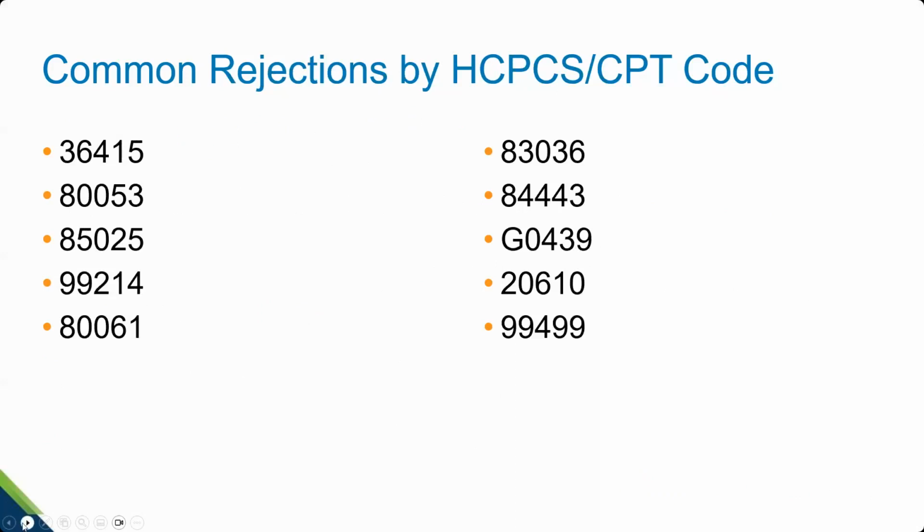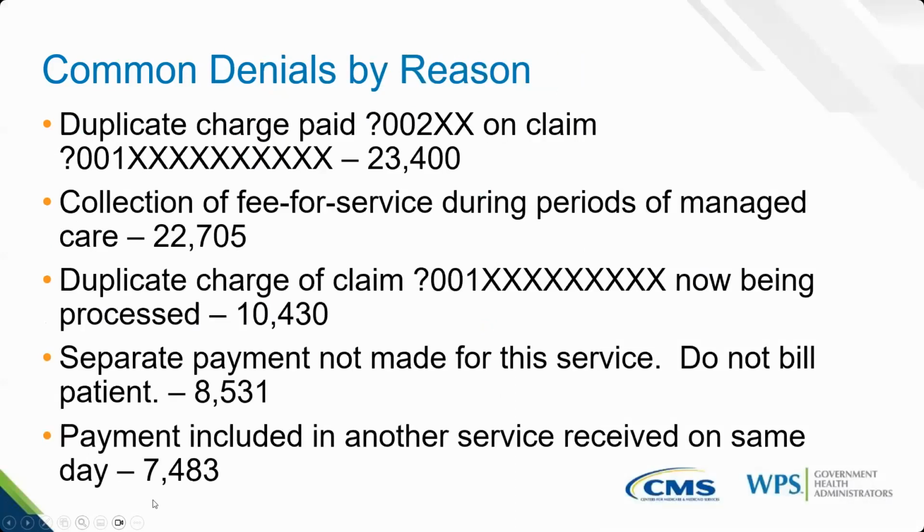All right, let's take a look at those common denials. I'm going to talk about a few of these, and even one on the next slide, all together. Over 23,000 claims denied, duplicate charge paid, that next portion that you see there, the question mark 002XX.